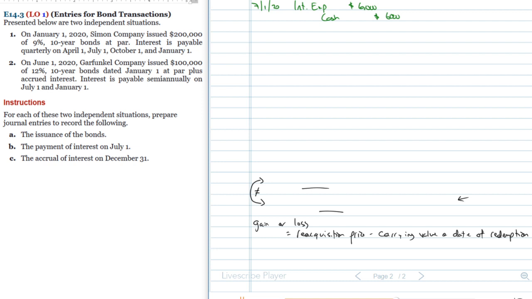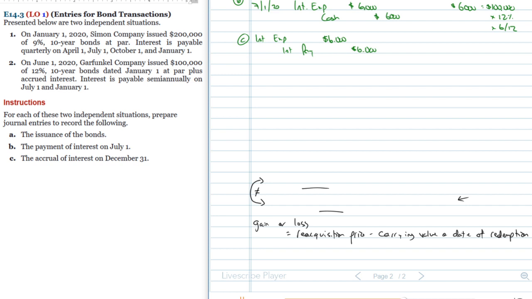And then the third thing we're asked for, so this is part B, is the accrual of interest on December 31st. And again, that's just going to be our normal interest expense and interest payable entry of $6,000. By the way, the $6,000, how do I get that? Equals the $100,000 face times 12% times 6/12. All right, so that's exercise 14.3.